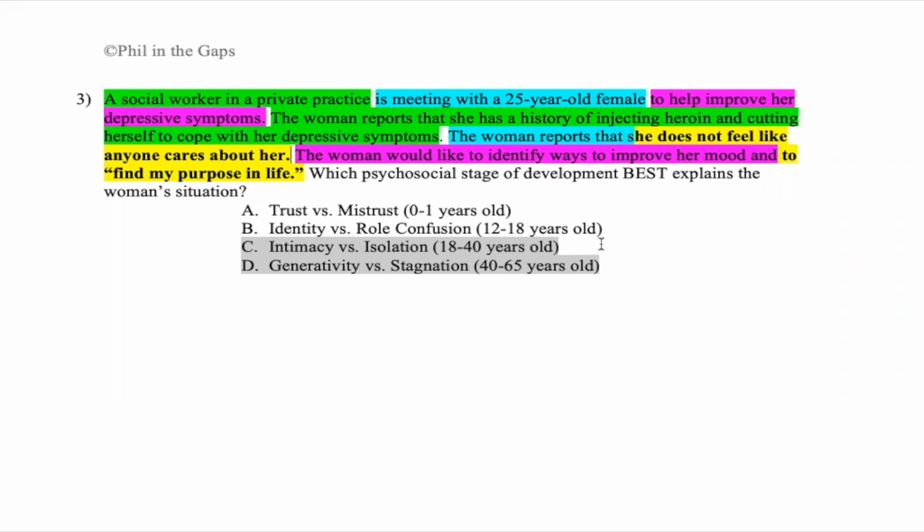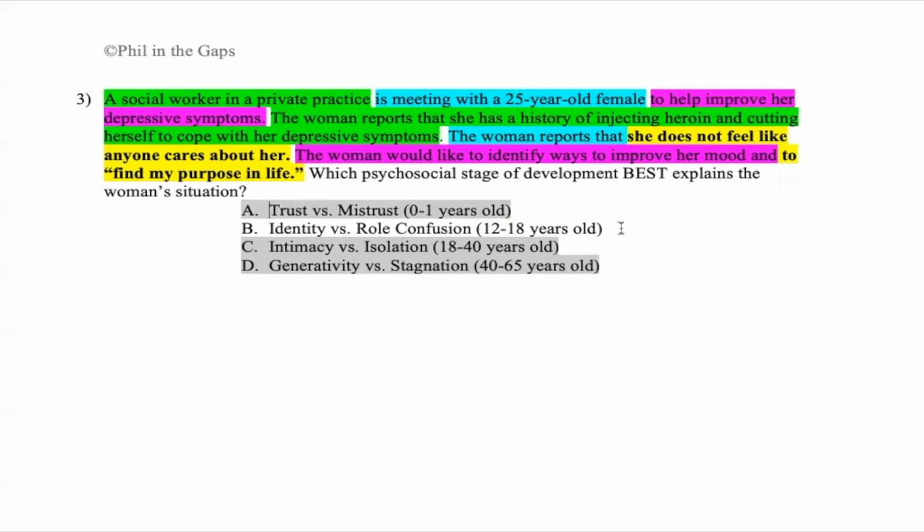We're working with a 25-year-old female. She's experiencing depressive symptoms. She has a history of injecting heroin and cutting herself to cope with her depressive symptoms. She does not feel like she has anyone in her life that she can count on. But in addition to that, she wants to find ways to improve her mood and to find my purpose in life. So is she so focused on developing relationships and having trust versus mistrust? Or is she like, I want to identify who I am, but I'm also confused with where I'm at. So for that reason, we're going to rule out A, because she does state that she doesn't feel like she has anyone that cares about her in her life, but her main goals are to identify ways to improve her mood and find her purpose in life.